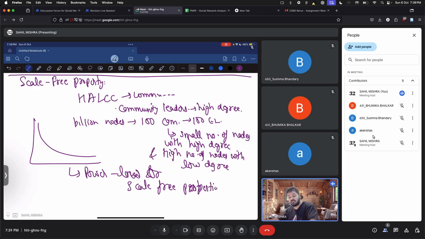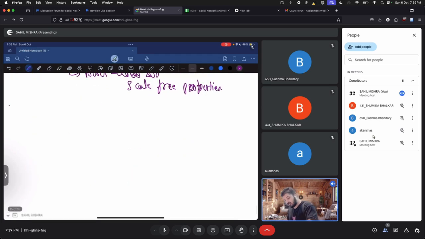Nodes with degree 1 will be a lot higher, nodes with degree 2 will be lesser, nodes with degree 500 will be even lesser, but they will be there because they might be part of some communities, Lady Gaga type of thing. Anyways, just remember these three things, and then we have three types of network models.